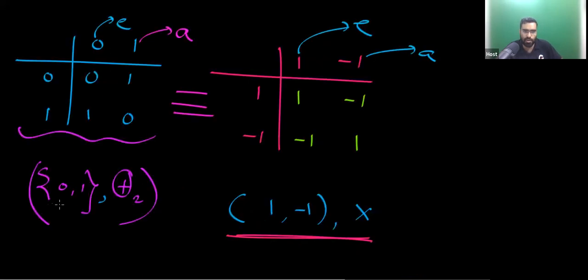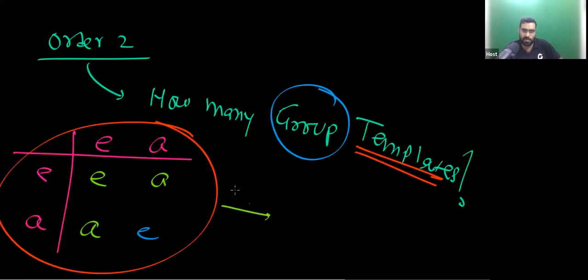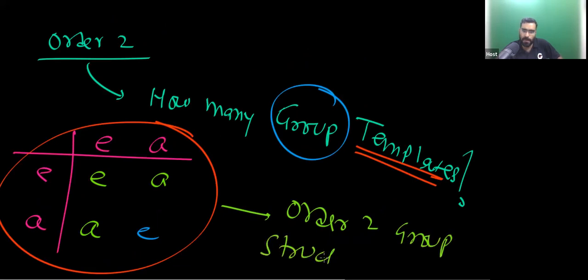For example, here you have 0, 1. Here you have 1, minus 1. But the point is, this is also an order 2 group, and this is also an order 2 group. They both have the same structure. This is the order 2 group structure. I hope this point is clear.